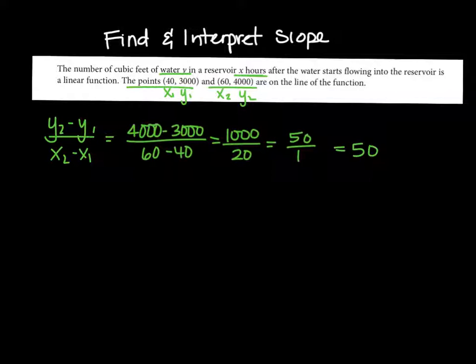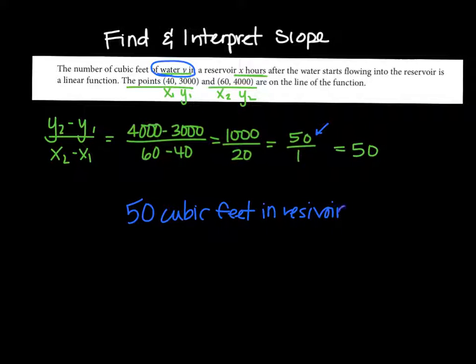So I know the number is 50, but I want us to think about our variables and what they stand for. So in our equation, they said y stood for the cubic feet of water in the reservoir. So what this means is that my y up here, this 50, stands for 50 cubic feet. There are 50 cubic feet in the reservoir. And then after x hours, so the x down here stands for the number of hours. So there's 50 cubic feet in the reservoir every 1 hour.